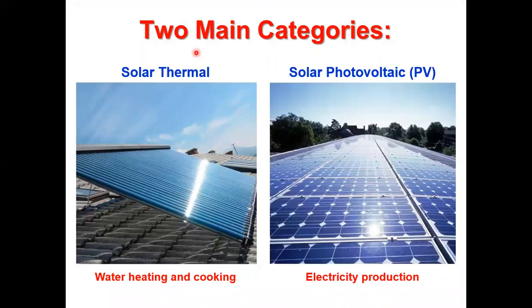Okay. So solar energy can be categorized into two: solar thermal and solar photovoltaic. Solar thermal means what? It is for only water heating and cooking. And solar photovoltaic is used for electricity production.